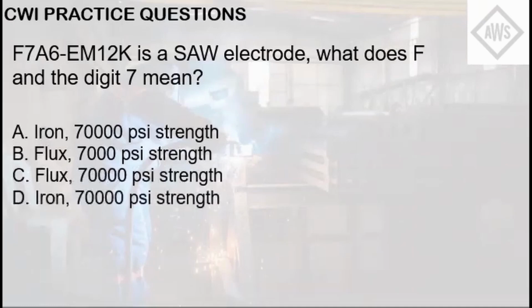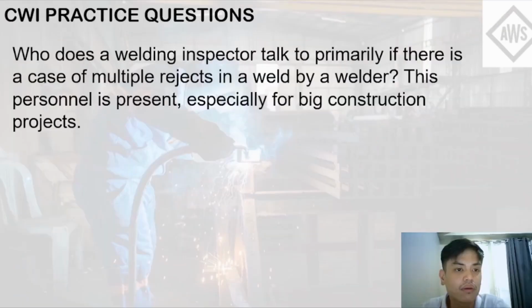For the nomenclature of the SAW electrode, F means flux. For SAW, flux is included in the designation. The digit 7 here is 70,000 psi strength, or 70 ksi. I might do a video regarding this, discussing the SAW electrodes and their nomenclature. So the answer here is, of course, letter C, flux, with 70,000 psi strength.